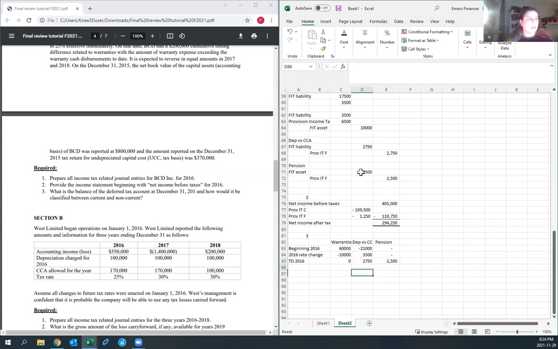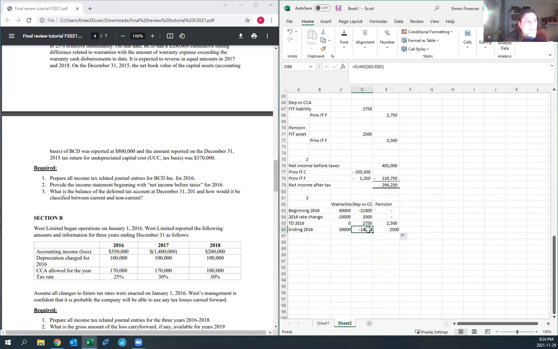Okay, all right, so my balance at the end of 2016 is 50,000 for warranties as an asset, a liability of 14,750, and an asset of 2,500. So then I want to classify them as current versus non-current.